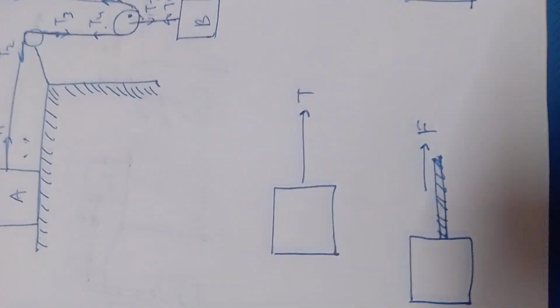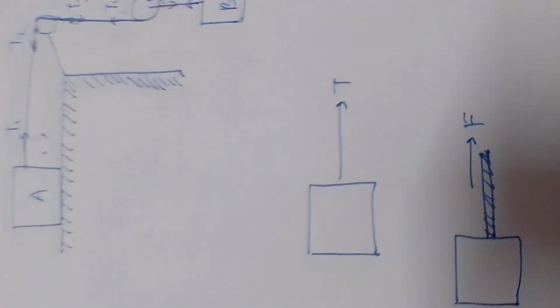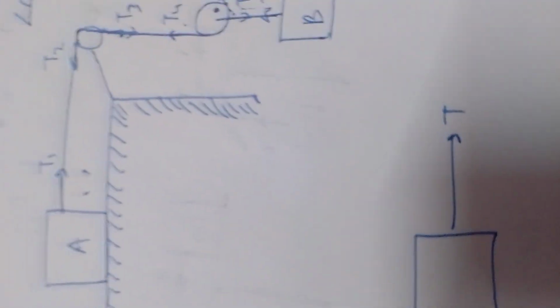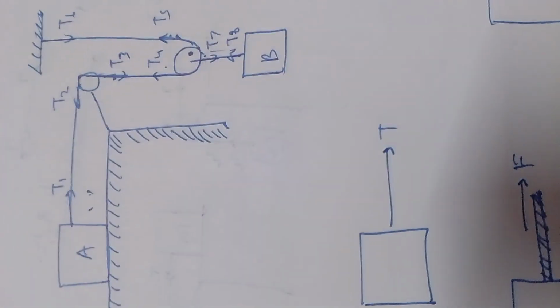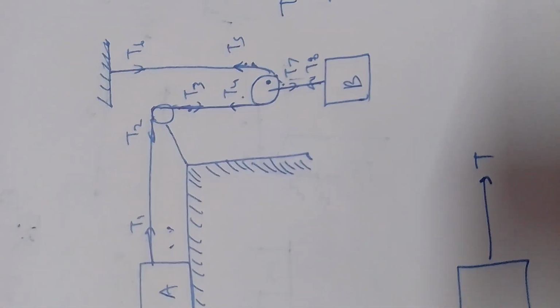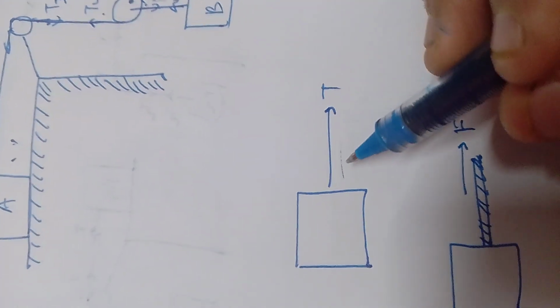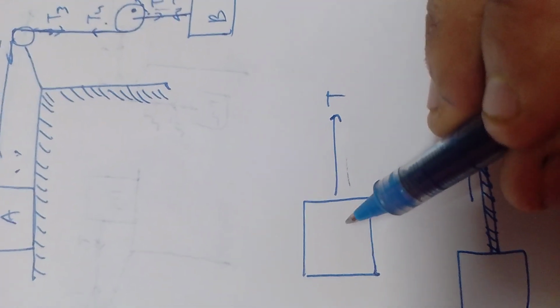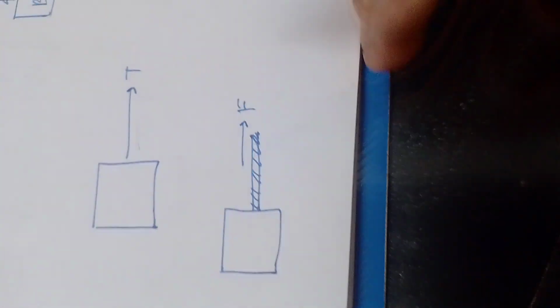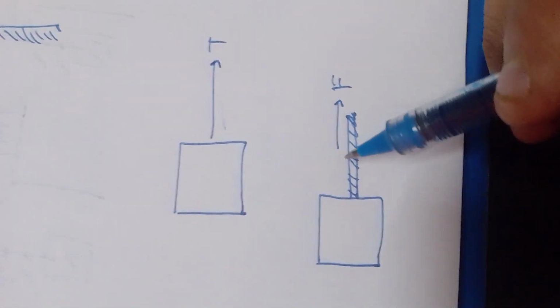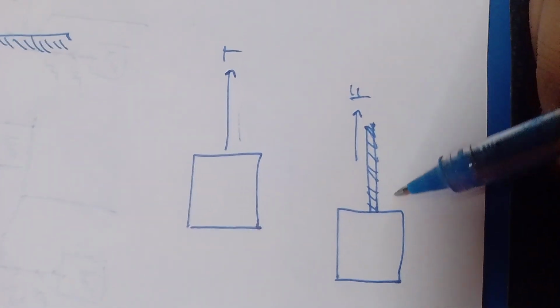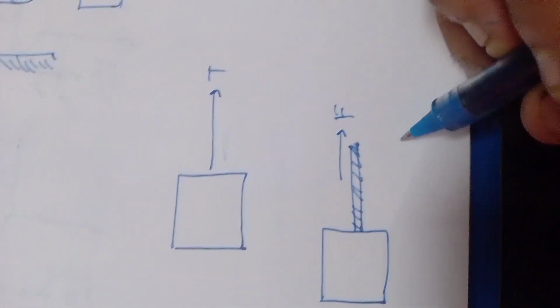And let's see, if a string is attached with a block, then it can apply force on the block only in a direction away from the block in the form of tension. This is the block and this is the string attached, so it can apply the force away from the block. But a rod can apply the force both away from the block and towards the block, that is pull and push.